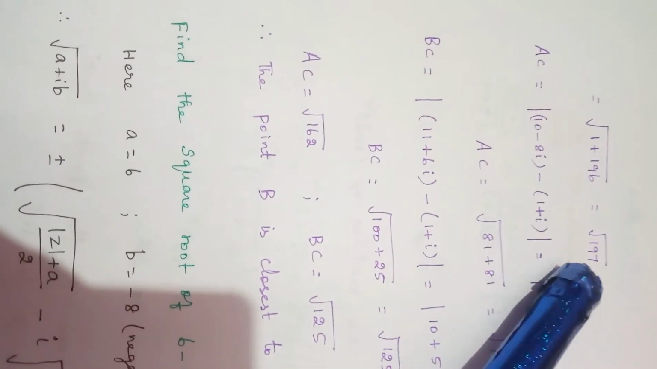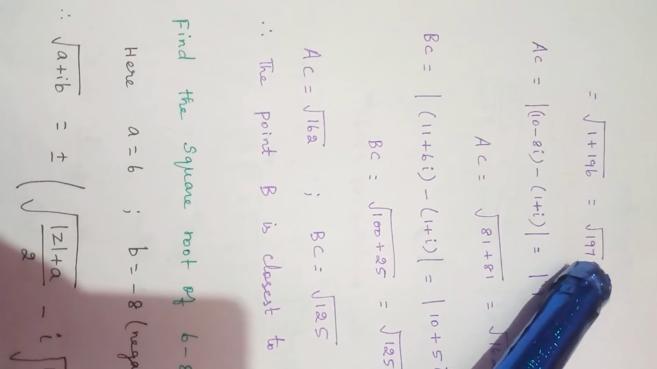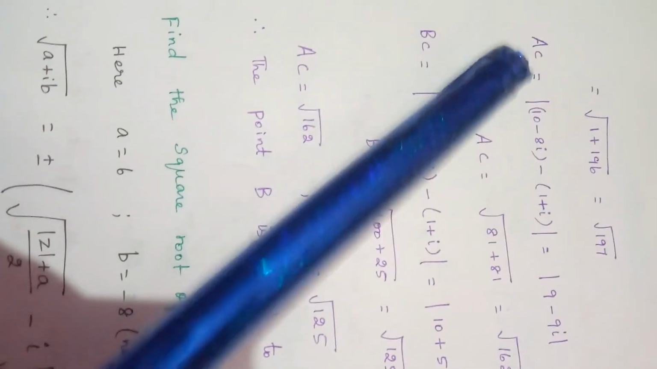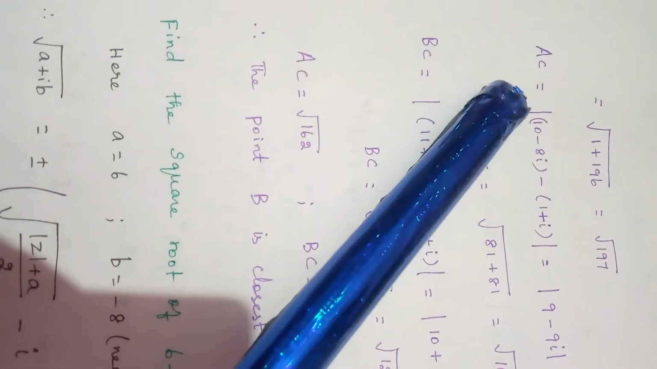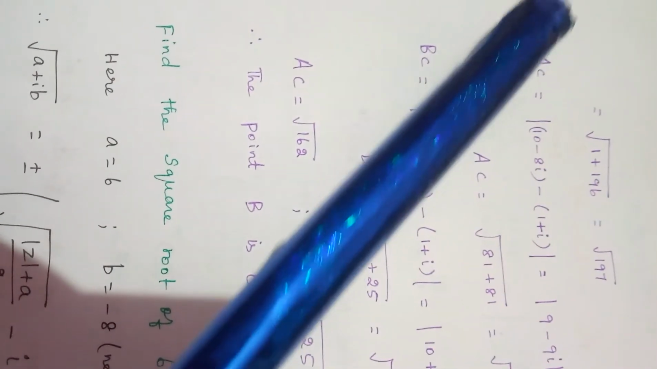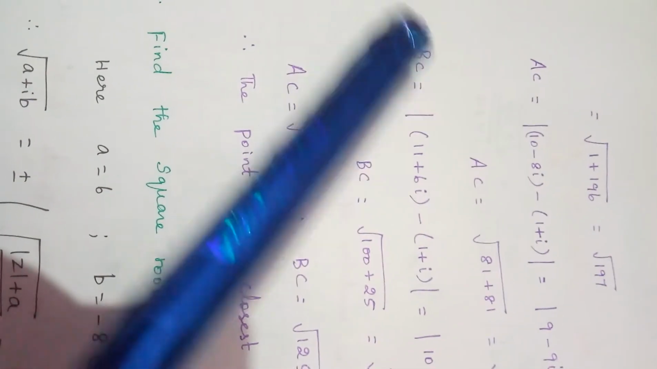Actually AB is not required in this problem. Actually we need to find AC and BC. Can you guess why? What is AC? Distance between A and C. What is the meaning of BC? Distance between B and C.